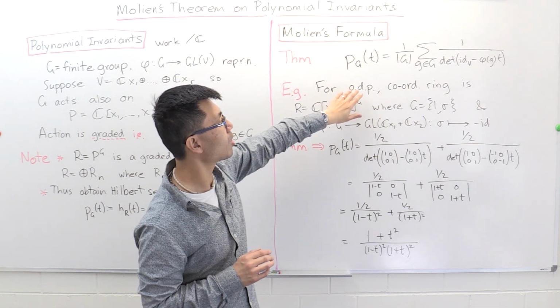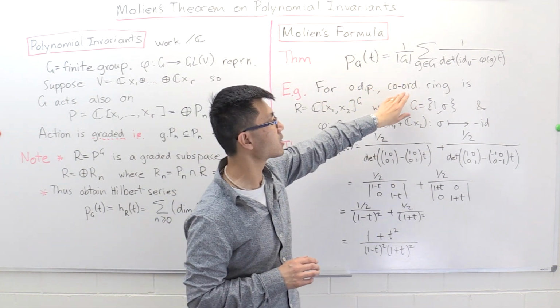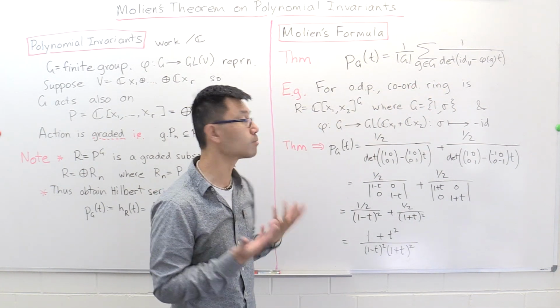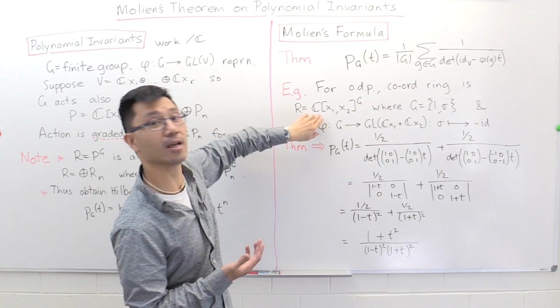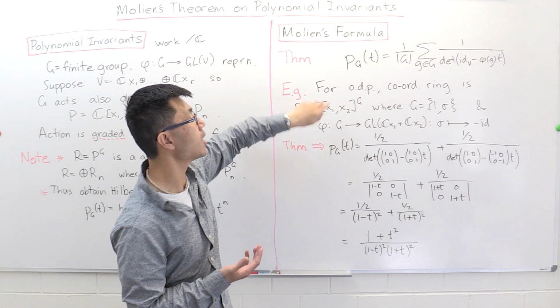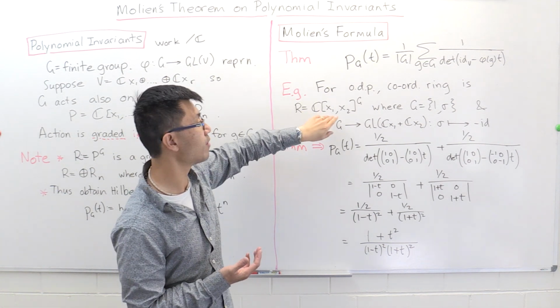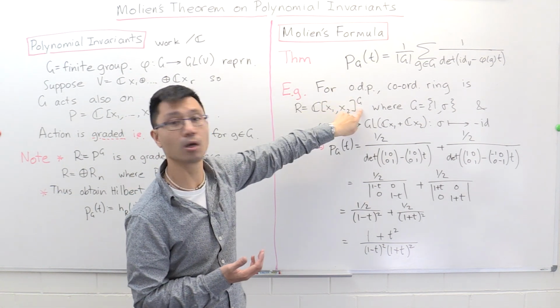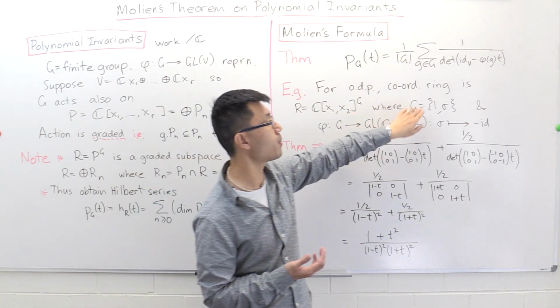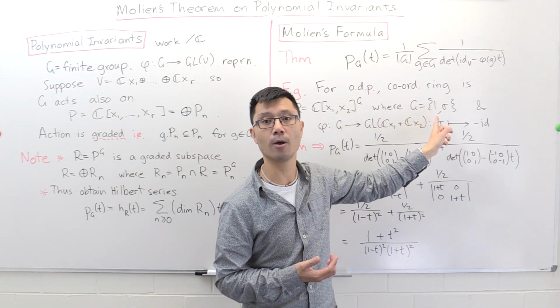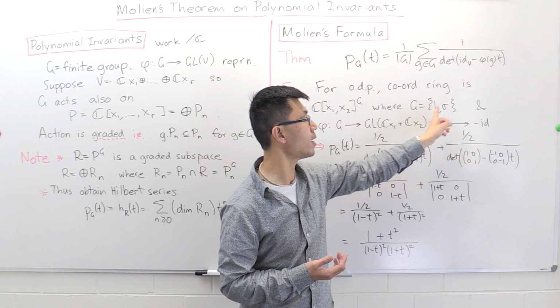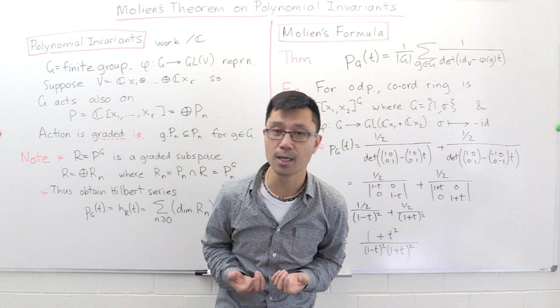Okay, so we look at the ordinary double point, and it has a coordinate ring, and the coordinate ring is expressed as a polynomial invariant ring. Okay, so you look at the polynomials in two variables, x1, x2, and you look at the invariants with respect to a group, and the group is just a group of order 2. Okay, the cyclic group of order 2, {1, sigma}, and sigma is the non-trivial element inside here.